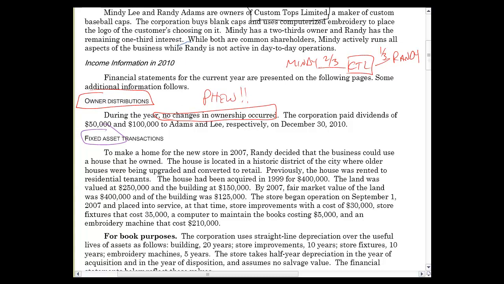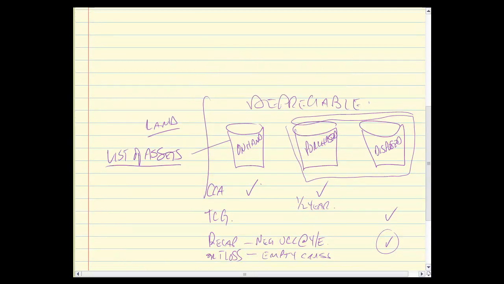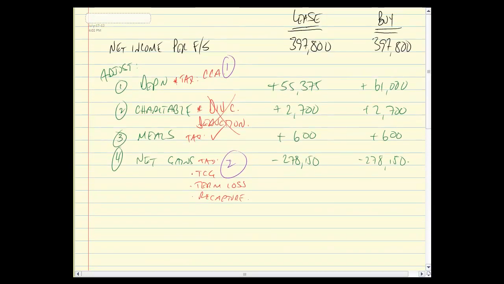So during the year, no changes in ownership occur, so no acquisition of control. The corporation paid dividends of $150,000. Now, we know that financial accounting does not put dividends on income statements. Right? We know that.